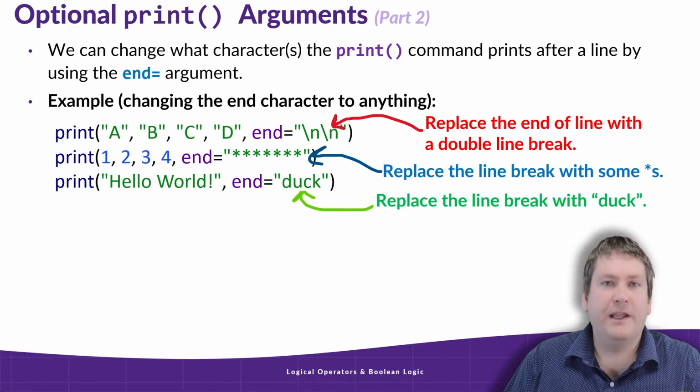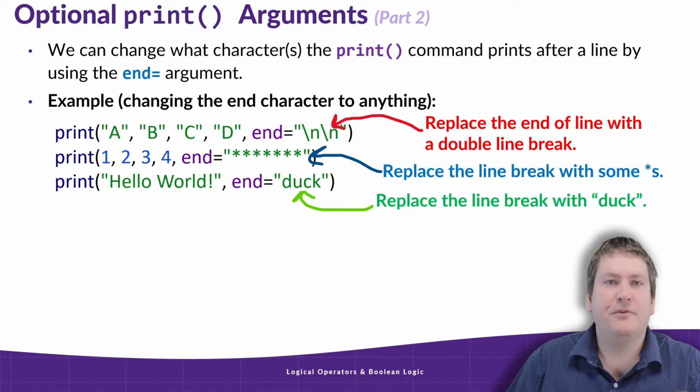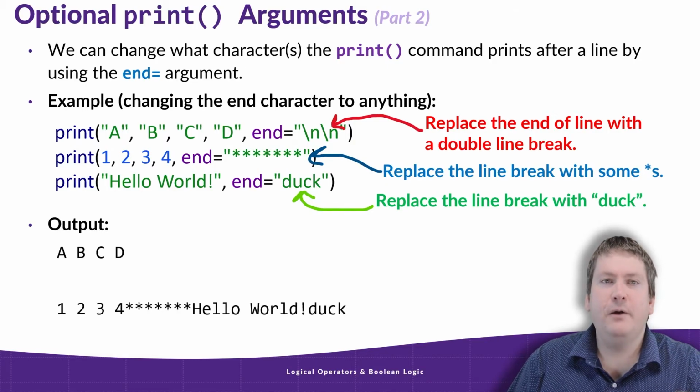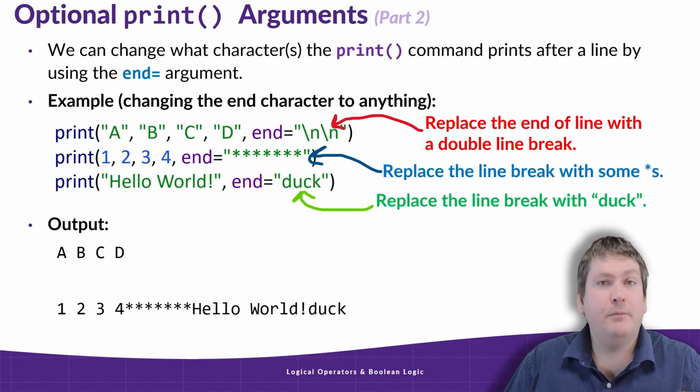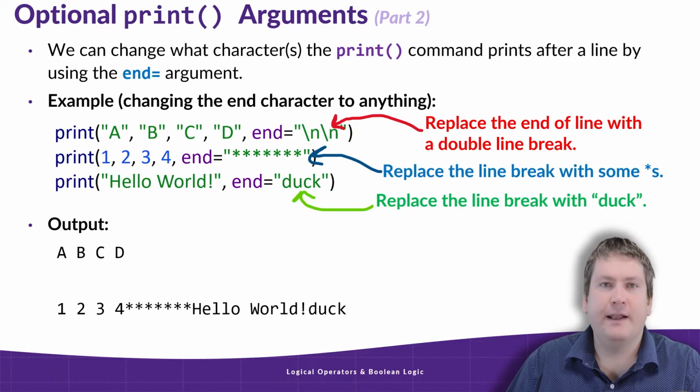Okay, hopefully you have an answer. Let's see if it's the same as what it is. So here's the output. So first we have A, B, C, D, and instead of just one line break, we get two now, because we replace the end with two line breaks. So we get that extra blank line.